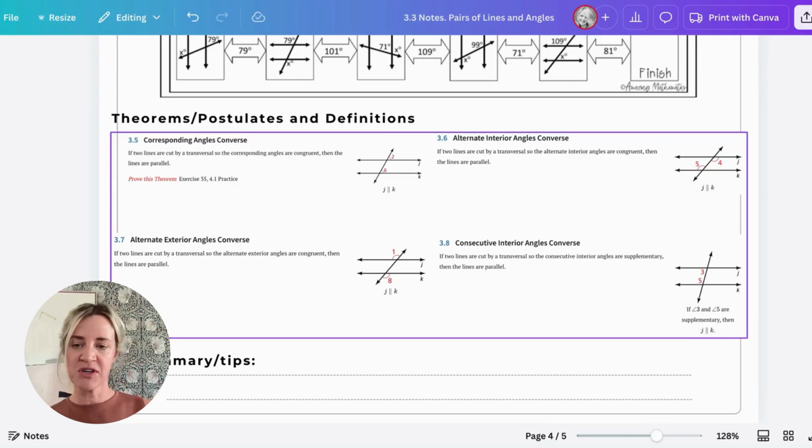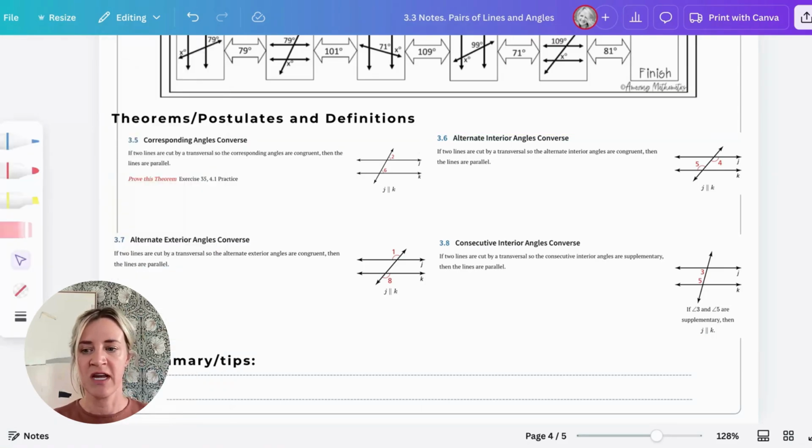3.7, alternate exterior angles converse. If two lines are cut by a transversal so that alternate exterior angles are congruent, then the lines are parallel. So if angle 1 is congruent to angle 8, then the lines J and K are parallel. And again, those little tiny markings there, two lines up and down, mean parallel. And consecutive interior angles converse. If two lines are cut by a transversal so that the consecutive interior angles are, don't forget, not parallel, they are supplementary. That is a massive highlighter I just used there.